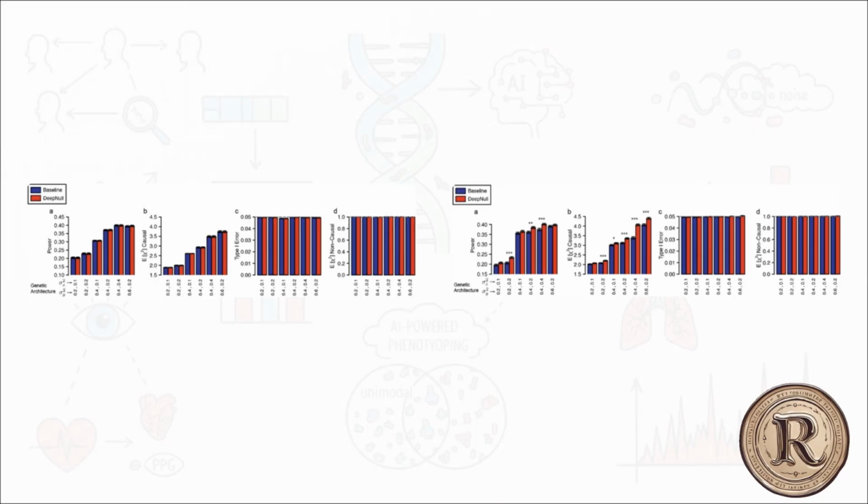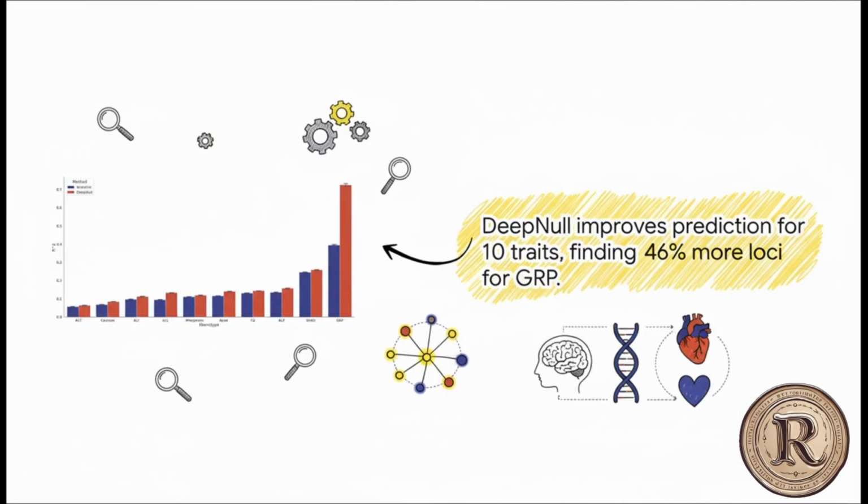So, to deal with this messiness, researchers came up with a really smart AI called Deep Null. It's designed to actually understand these complex real-world relationships. And check this out. On the left, when the data is simple and straightforward, you can see the old method and Deep Null are basically tied. But look at the chart on the right. When you throw in the kind of complexity you find in actual biology, Deep Null just pulls way ahead. It's like it can see the path through a tangled forest while the old methods are still stuck at the entrance. And this isn't just some theory, okay?